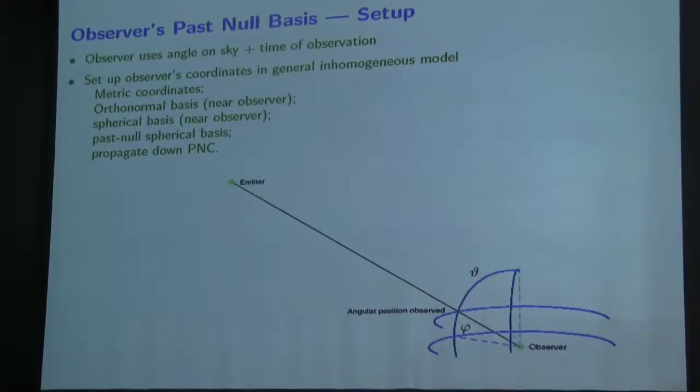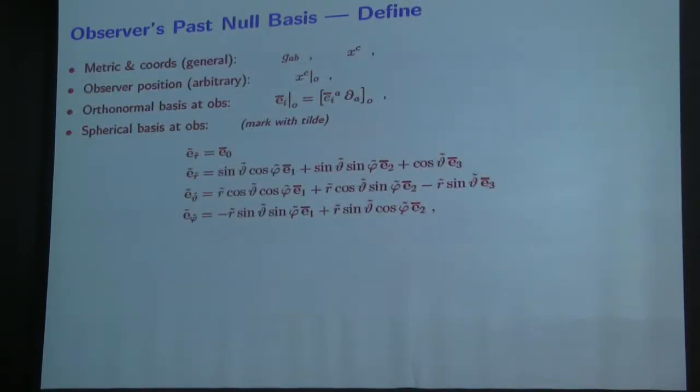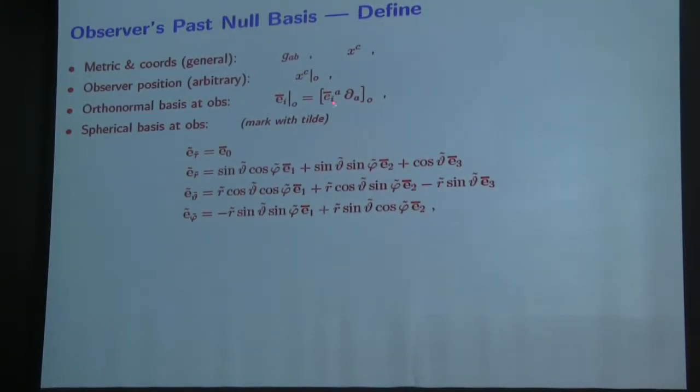If we have a given metric, then the metric has coordinates. We're going to set up an orthonormal basis near the observer, then a spherical basis, and then turn it into a null spherical basis, and finally propagate it down the null cone. And that's what the following slides summarize. So, if we're given a metric in terms of certain coordinates, we choose a position for the observer. And then we set up some orthonormal basis, some reference frame at the observer. So there'll be 4 of those basis vectors.